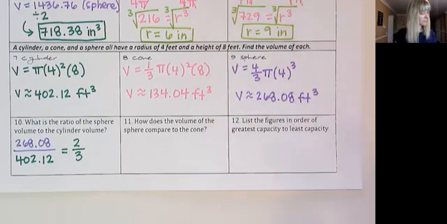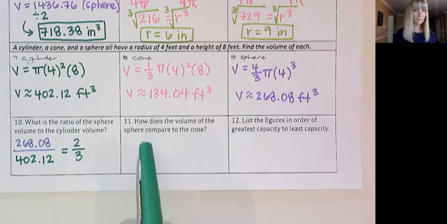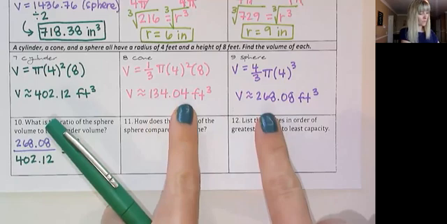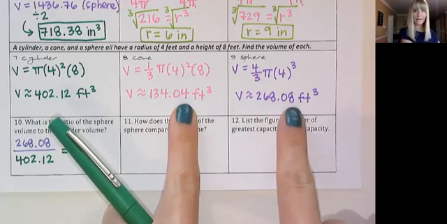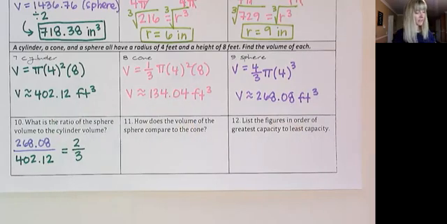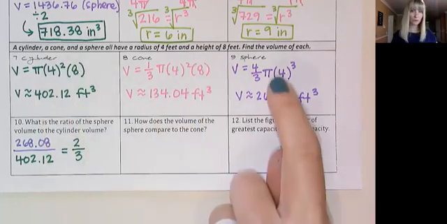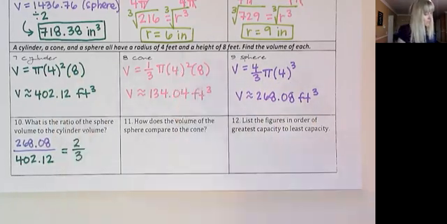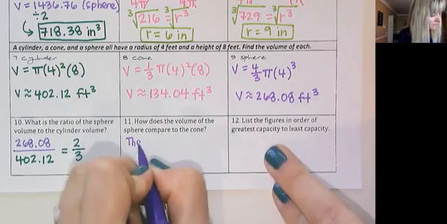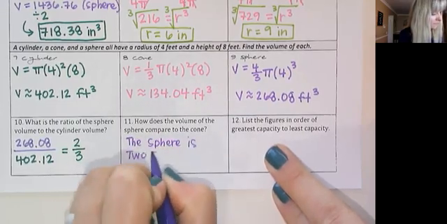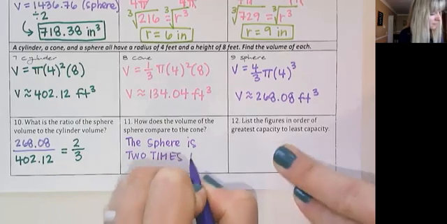How does the volume of the sphere compare to the cone? Well, check out those values here: 134.04, 268.08. This number is twice the cone, because guess what? If this is a third of this, and this is 2/3 of this, then this is 2 of this. Did you follow that? So how does the volume of the sphere compare to the cone? The sphere is 2 times the volume of the cone.